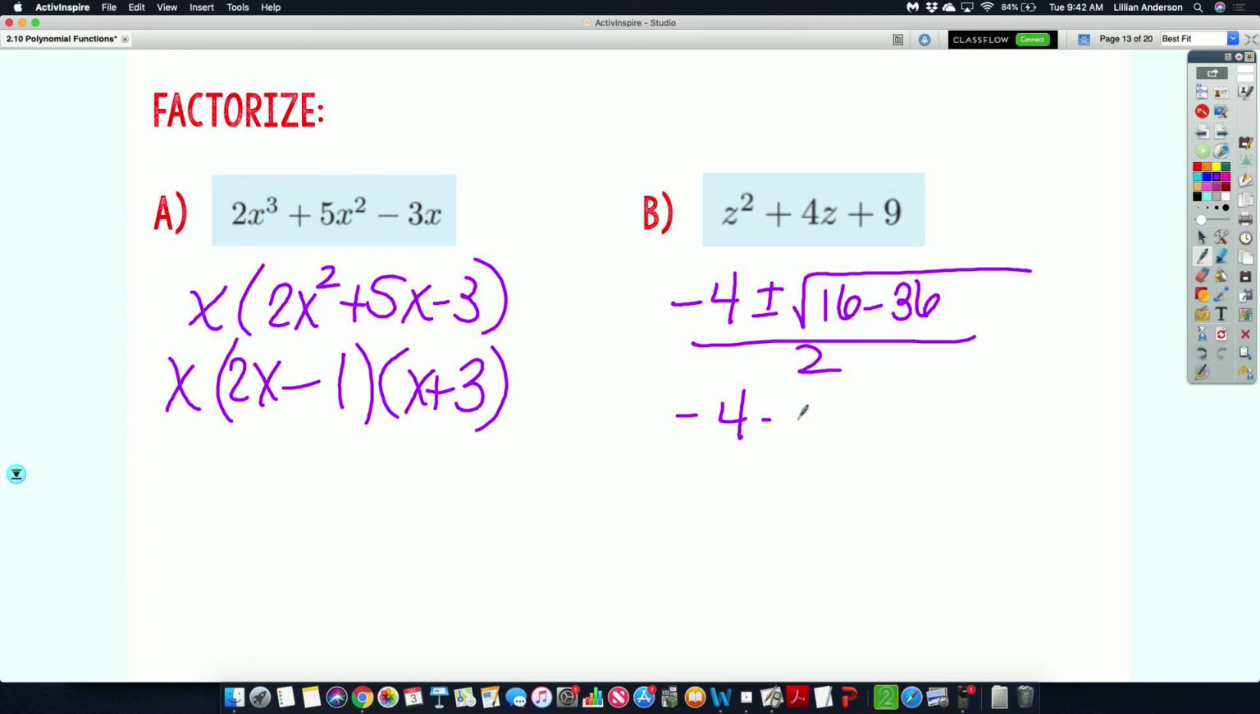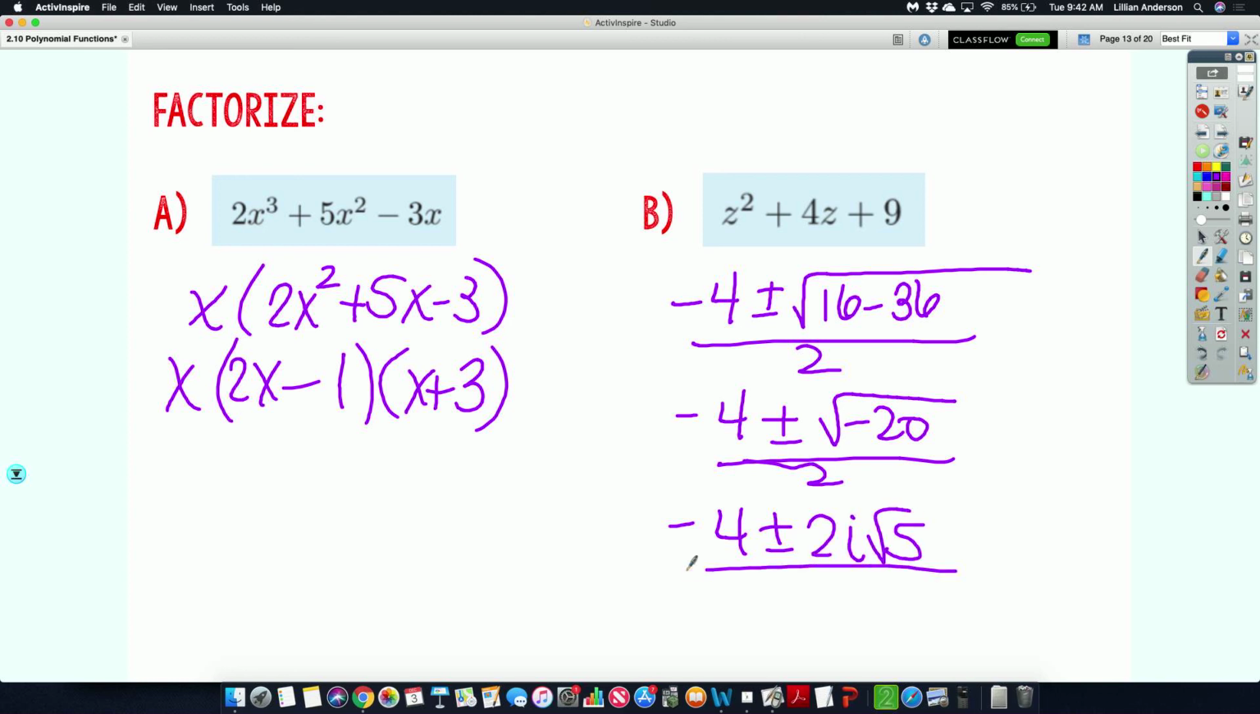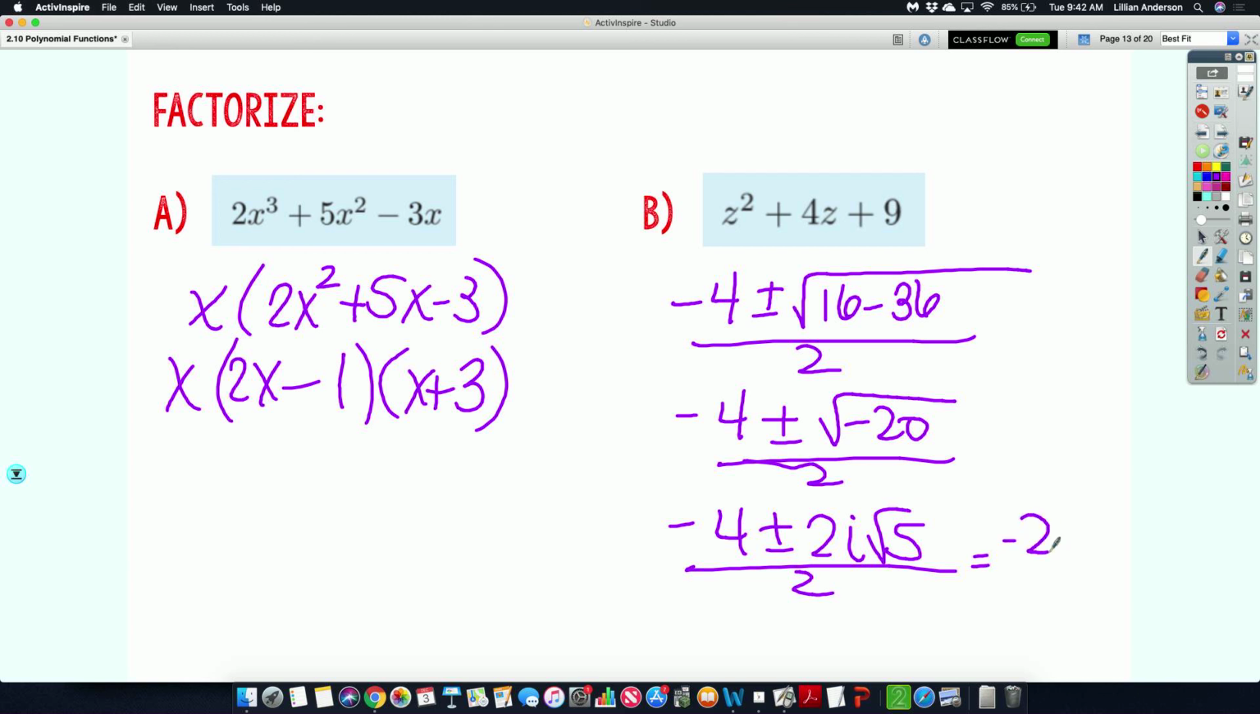So then you have negative 4 plus or minus the square root of negative 20 all over 2. Does the square root of 20 simplify? Well, it's negative, so I definitely need to pull out an i as well as a 4. The square root of 4 is 2, so it'd be 2i square root of 5 all over 2. Does this simplify? Sure does. To negative 2 plus or minus i root 5, correct? So those are my two zeros.